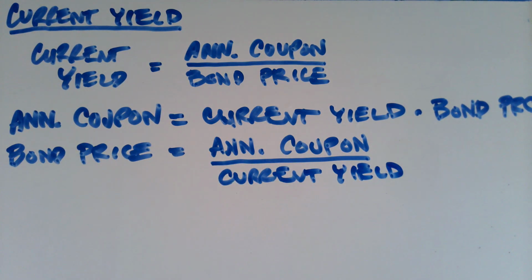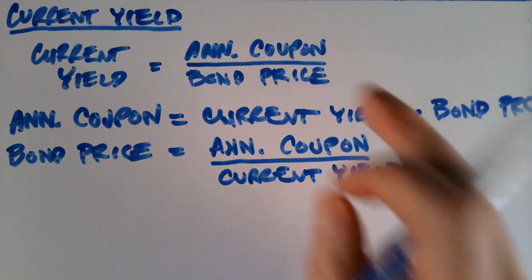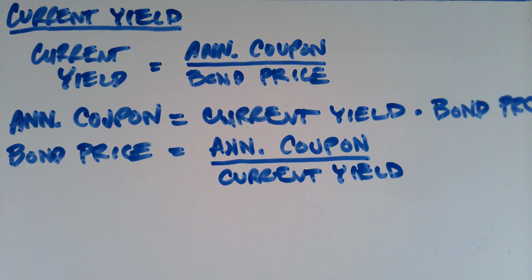What I've done here is divided both sides by current yield, leaving 1 on the left-hand side, and then multiplied both sides by bond price, which cancels out on the side with annual coupon, but leaves us with bond price over here. And so now we also have the bond price. So these are all of the iterations of this formula, except it's not quite true because there's one more thing we can do.